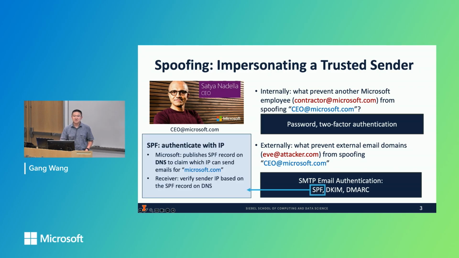The idea, at a very high level, is to authenticate a sender address or sender server based on its IP address. The way it works is that Microsoft will publish an SPF record in DNS to claim which IP addresses can send emails on behalf of Microsoft.com. If an attacker sets up their own server, they just don't have the Microsoft IP addresses on the list. So the receiver can look up the DNS and say, okay, this IP doesn't match, so this is probably not from Microsoft, right? So we got that covered too.